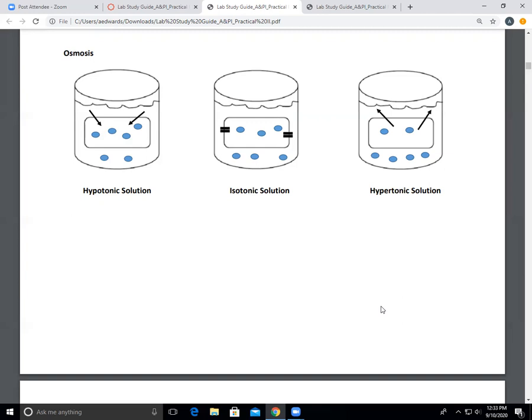Now, for the hypertonic solution, hyper means higher, right? Like hyperactive, really active. So you're going to have a higher concentration of solute particles outside the cell. They would want to go in. They can't, so the water is going to come out.